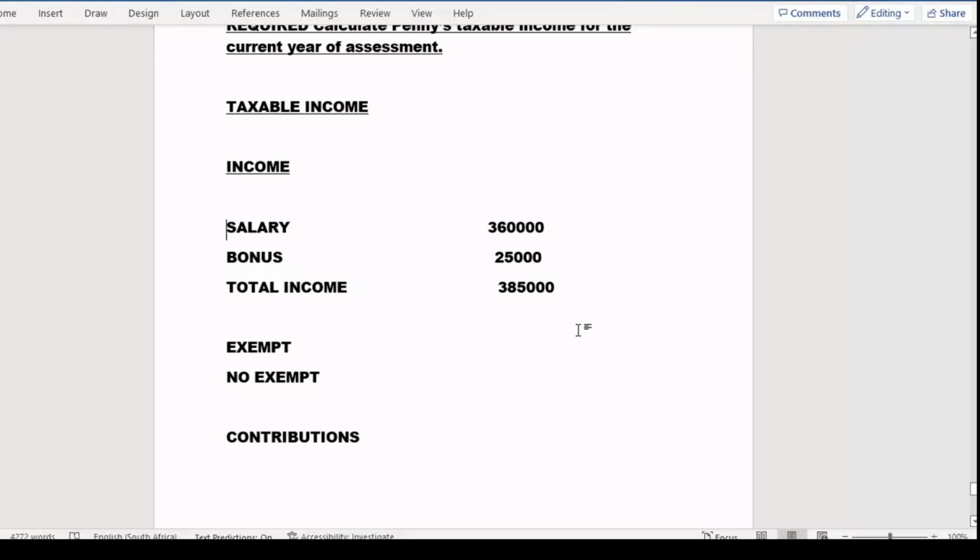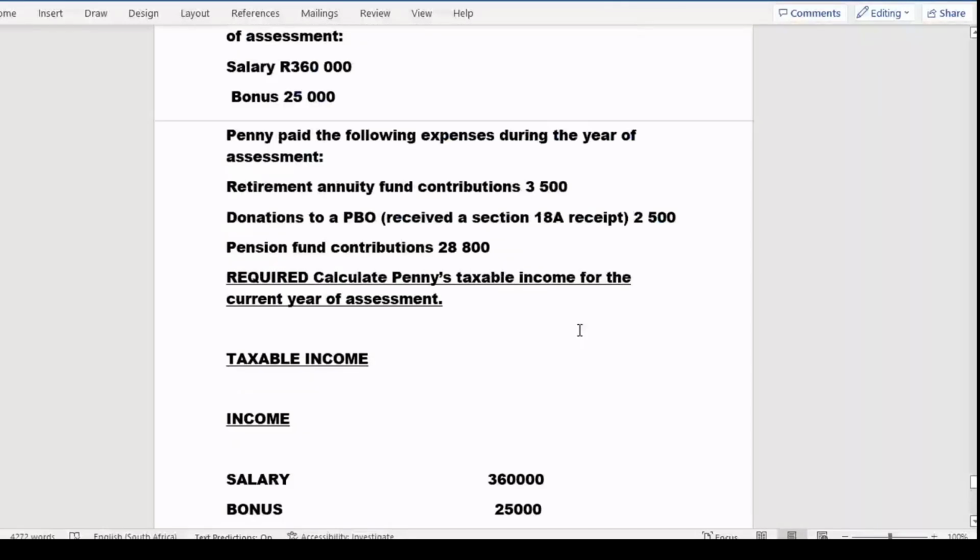All right, let's look at the question itself. Penny paid the following expenses during the year of assessment. There's a retirement annuity fund contribution of 3,500 rand. Then there's a donation to the PBO, where we received the section 18A receipt, with an amount of 2,500. And there's a pension fund contribution of 28,800 rand. So the bigger question is, how are you going to approach that?